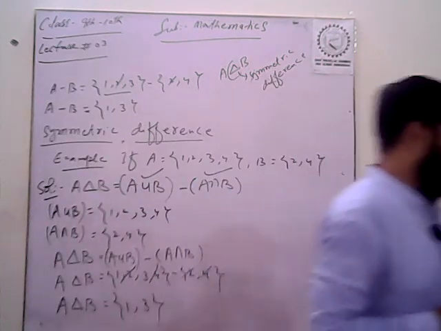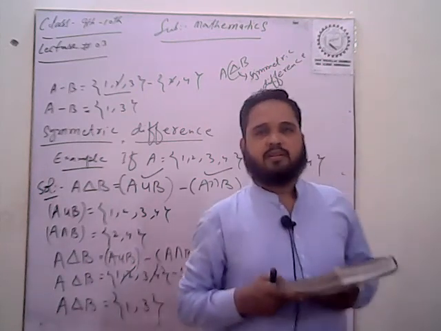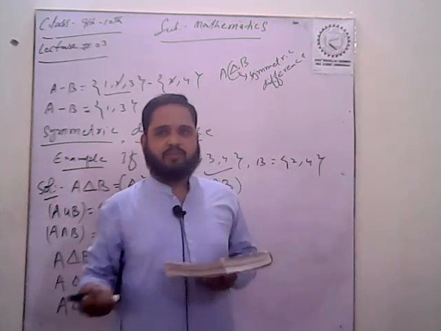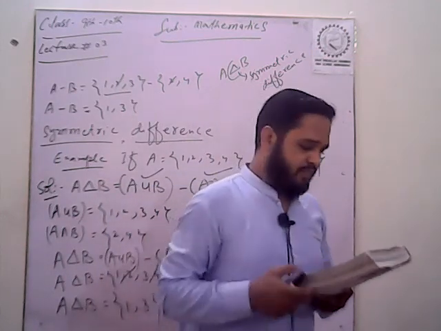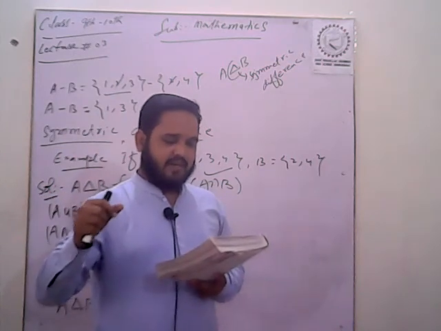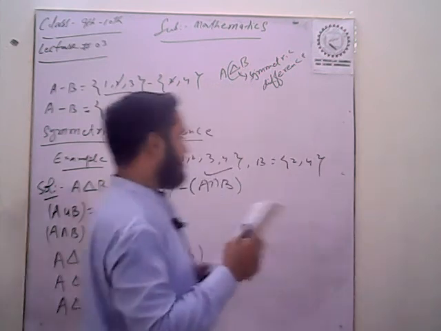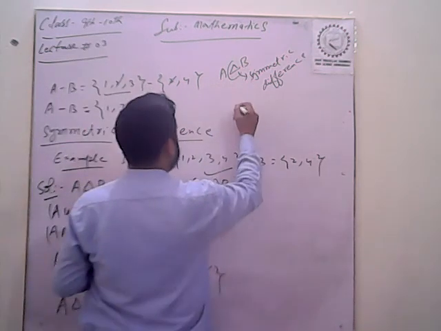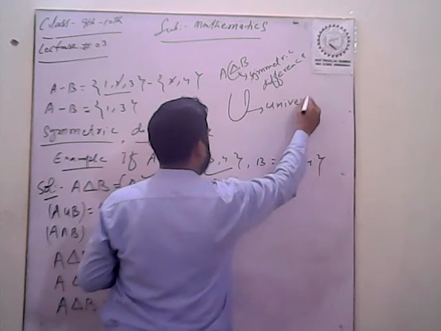Now, universal set. What is a universal set? As you know very well from previous classes, but here again I repeat: a set which contains all the sets under consideration is called a universal set, which is denoted by the sign U. U means universal.